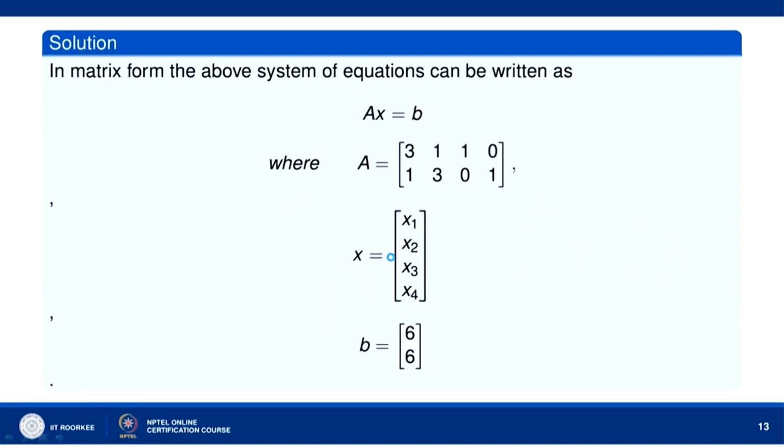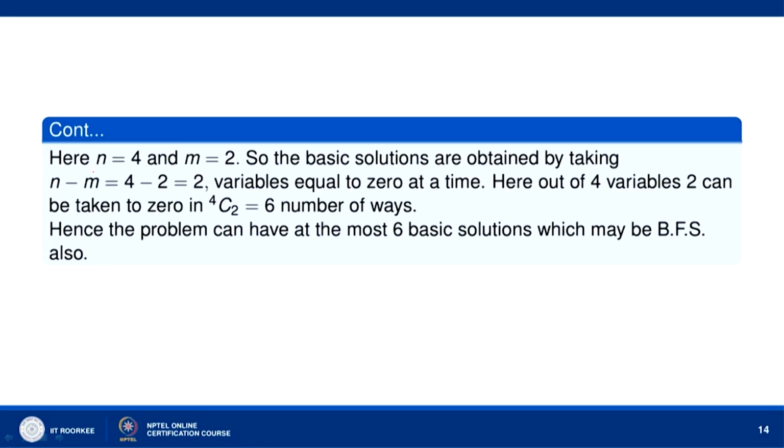Now, in matrix form, this is A x equal to b, A is 3 1 1 0, and the second row 1 3 0 1, x is x 1, x 2, x 3, x 4, b is 6 6. Now, here n is equal to 4, the number of variables is 4, they are x 1, x 2, x 3, x 4, and the number of equations m is 2, in those 4 variables.